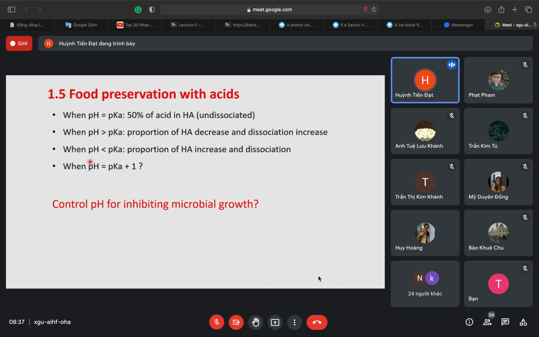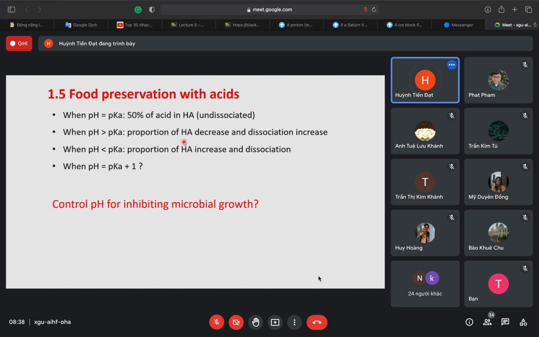Okay, so the concept here, you guys just think. If the pH is over the pKa, only the acid can pass through the membrane, but here it is very little, with more ions. So less acid passes through the membrane, which means not much H plus is generated inside the cell. In that case, we cannot change much of the pH inside the cell, and then it is not effective.